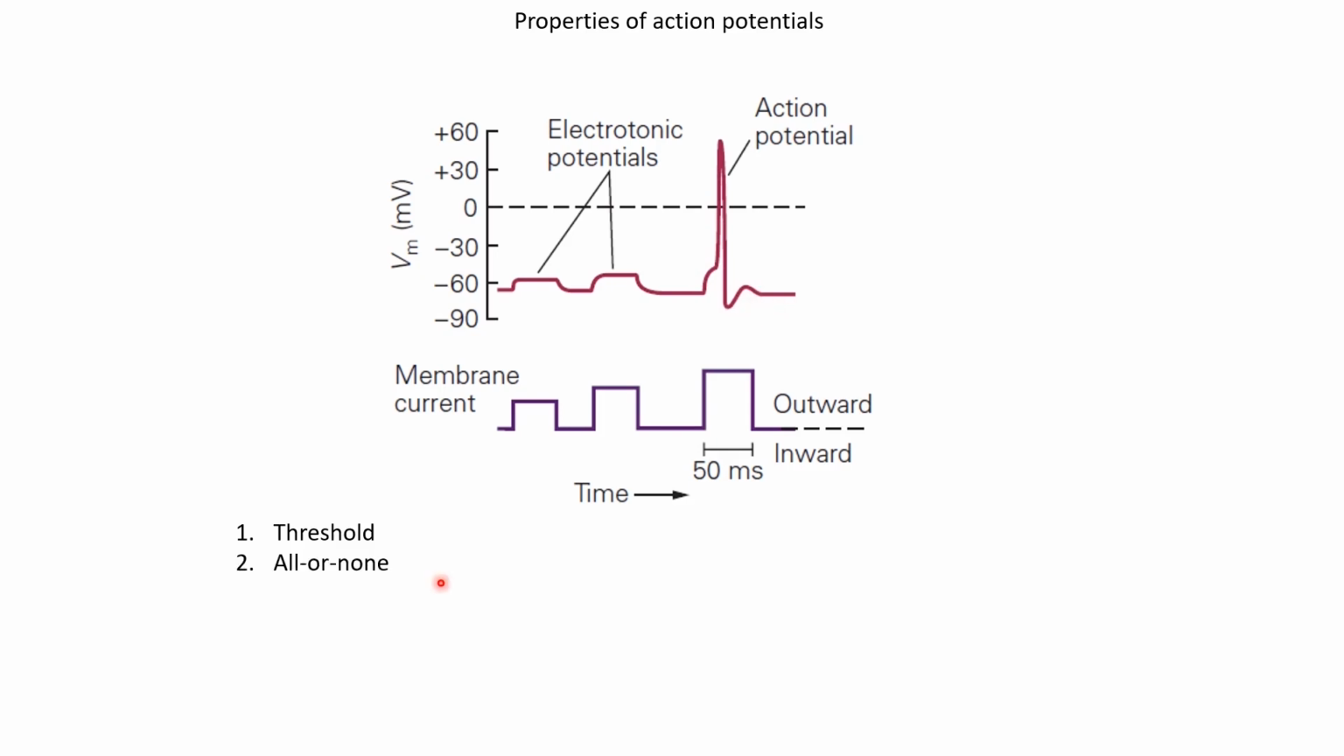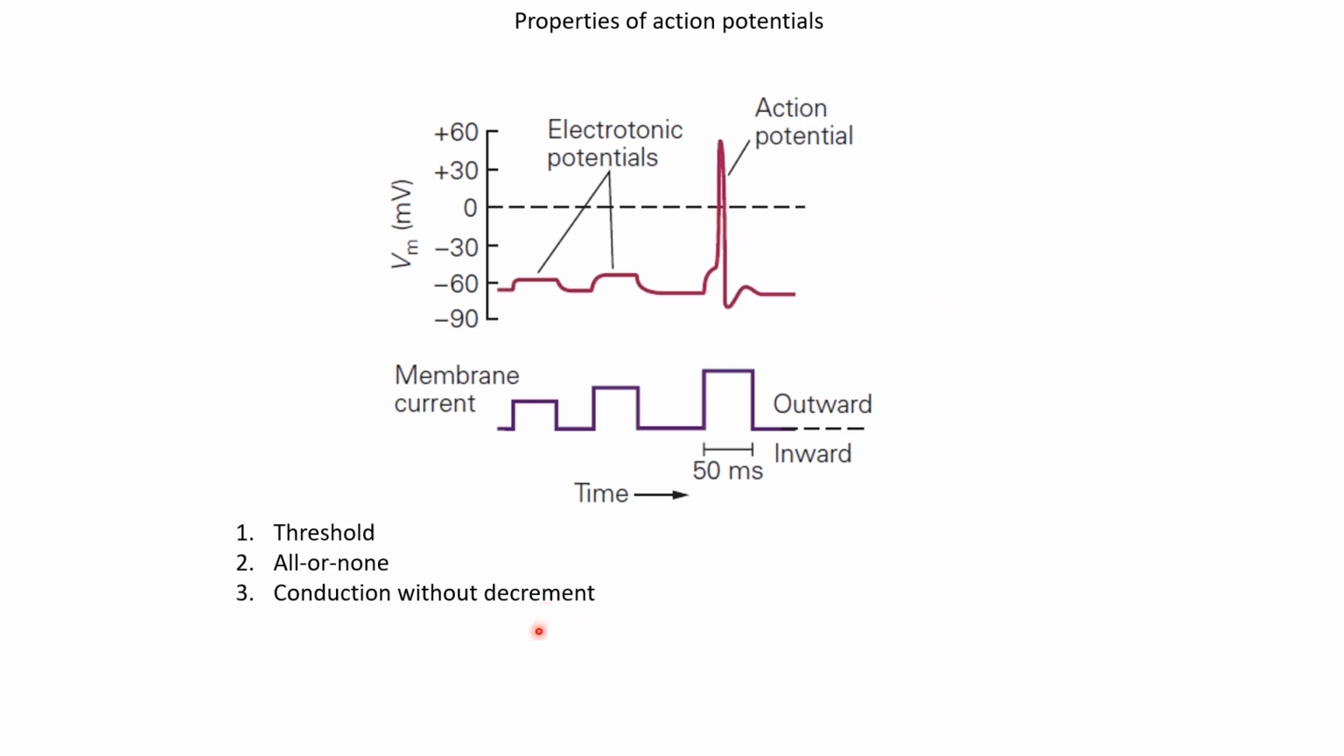The second property is that action potentials are all or none events, which means that the size of the action potential does not depend on the size of the input. Once the input crosses a threshold, a full-sized action potential is generated. It doesn't matter whether the input was larger or smaller. The size of the action potential is more or less constant. So we do not see half action potentials, for example, or double the size of action potentials if we give double the input.